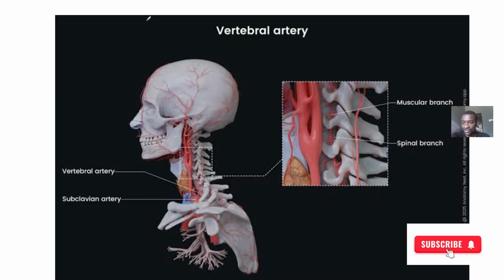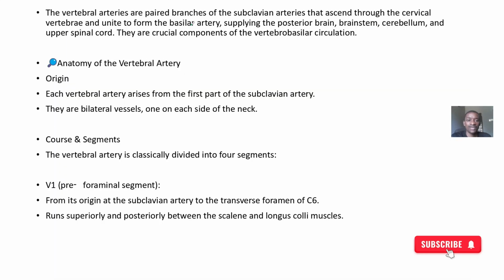One on this side, one on this side. So they are paired branches of the subclavian artery, and they ascend through the cervical vertebrae. They unite to form the basilar artery. That's the one that is actually going towards the brain and all of that, right?